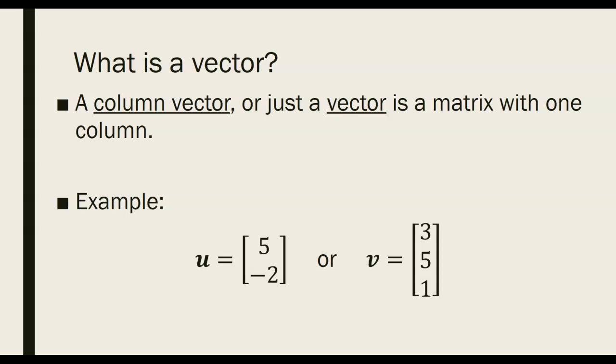So, for example, what I mean by a column vector is just a matrix with a single column. So, for instance, we could let u be equal to 5, -2. That would be a column vector. And another vector we could have 3 entries. So this is a 3 by 1 matrix, 3 rows, 1 column, and that would be a vector.